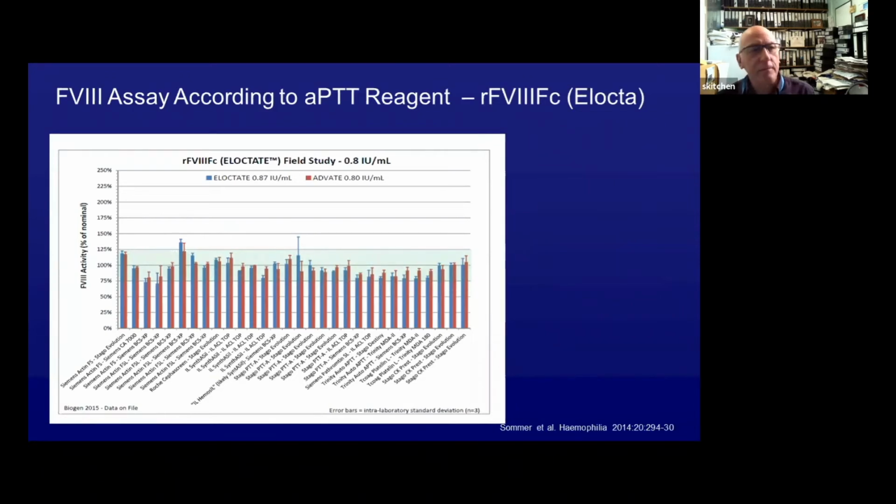These are some published data from a field study looking at samples containing Eloctate in the blue columns, or another sample containing Advate, and the pairs of columns are results in a series of different laboratories. And you can see a shaded green area. The pairs of columns are all inside that shaded area, indicating that each of those laboratories recovered results somewhere between 75 and 125% of what was anticipated, expected, based on potency label. So any of these assays are suitable for use.